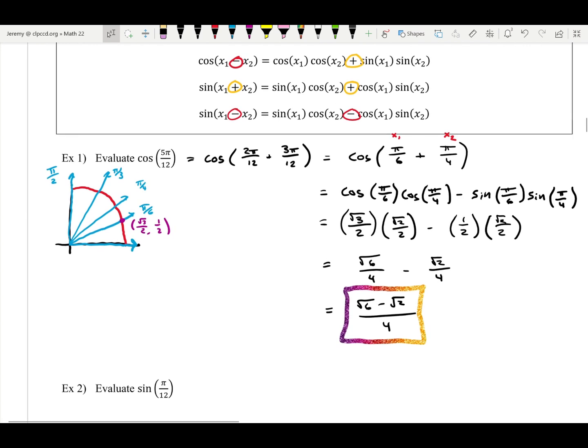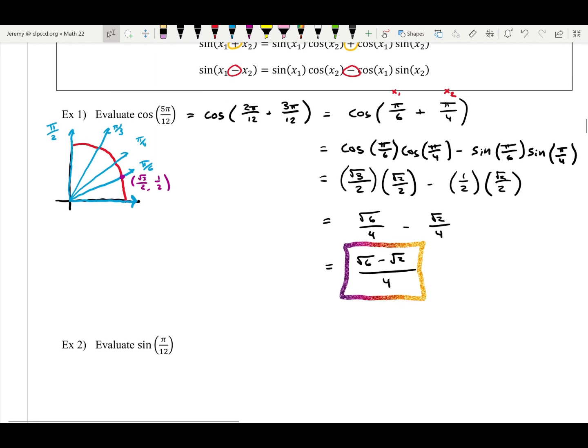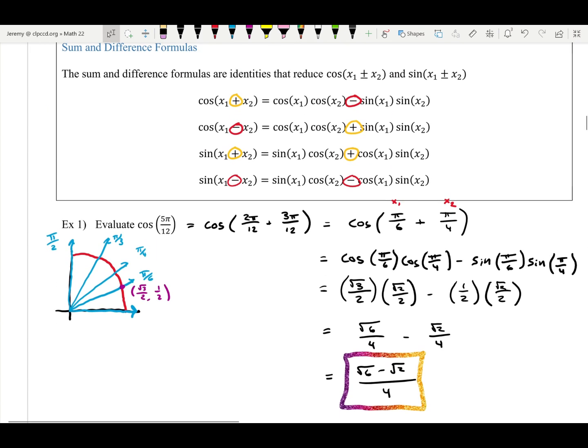Okay, which isn't a super friendly looking value, but we were able to evaluate cosine of 5 pi over 12 despite us not having pi over 12 in the unit circle. Like, we don't know that terminal point. So there it is. That's how we would apply that first formula to evaluate cosine at 5 pi over 12.